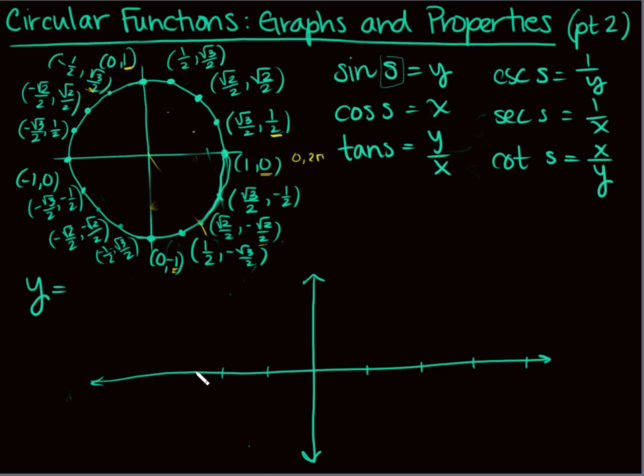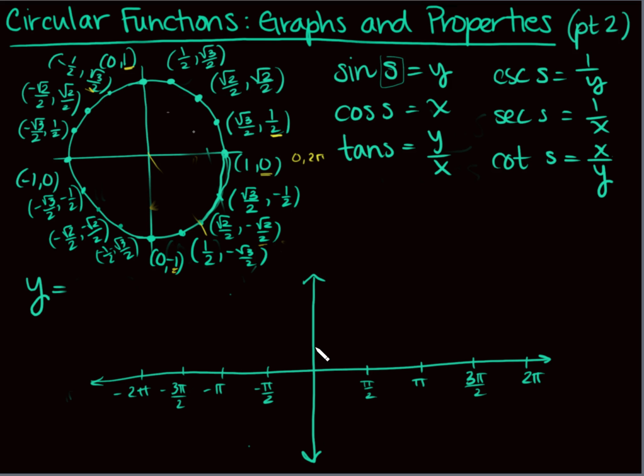All right, we'll try and get these somewhat even: pi over 2, pi, 3 pi over 2, 2 pi. After 2 pi, it starts repeating itself, just like sine. Negative pi over 2, negative pi, negative 3 pi over 2, and negative 2 pi. All right, so let's look at cosine.